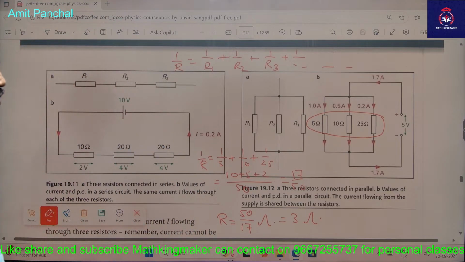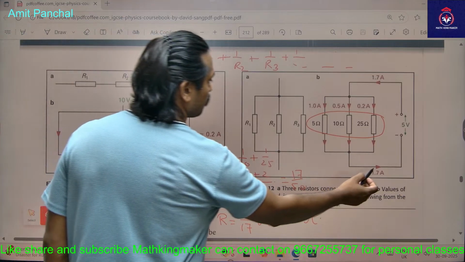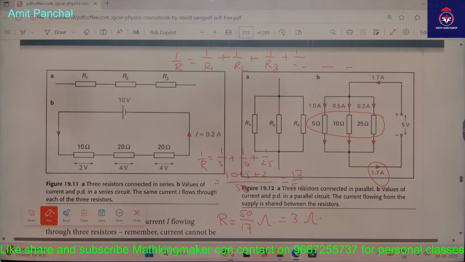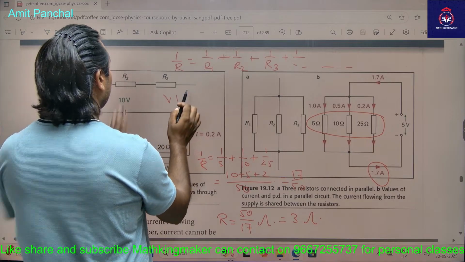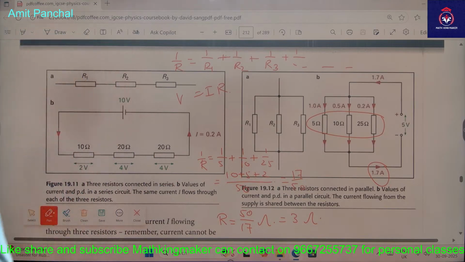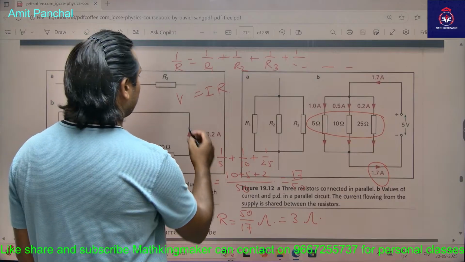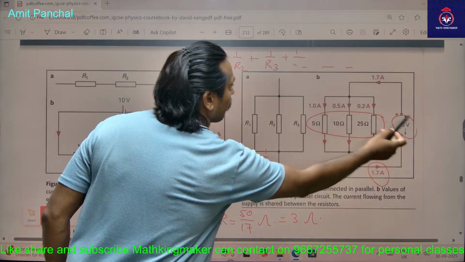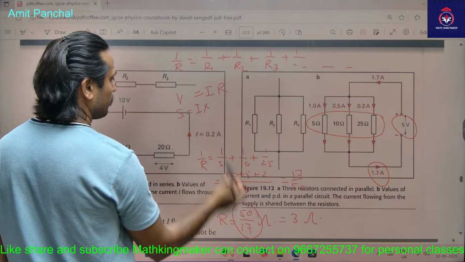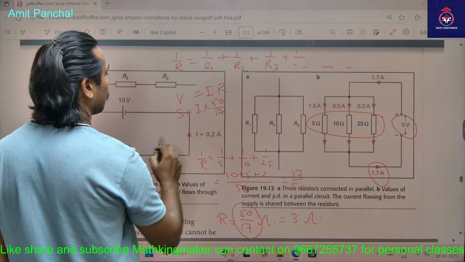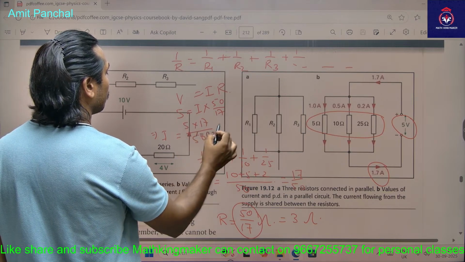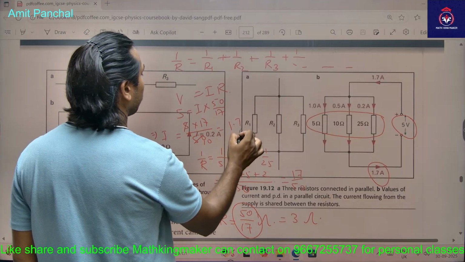And how are you going to find the current? The current drawn from the battery: do you know Ohm's law? V is equal to IR. So if someone is asking how much current is flowing from the battery, it is voltage by resistance. The voltage is 5 volt and the resistance is 50 by 17. So current will be 5 into 17 divided by 50, so it will be 1.7 ampere.